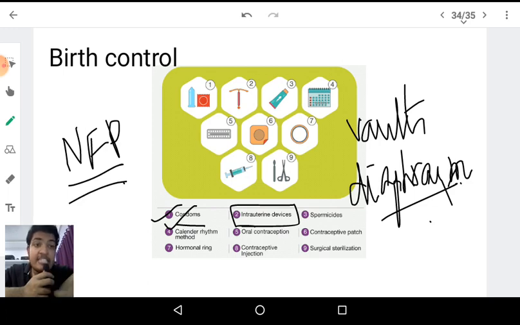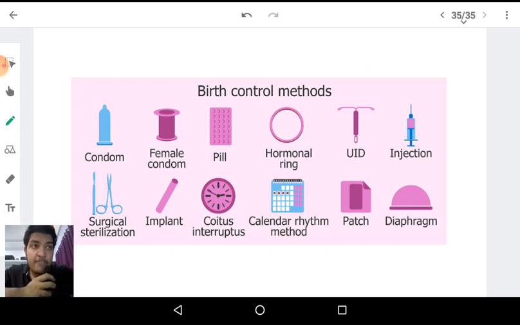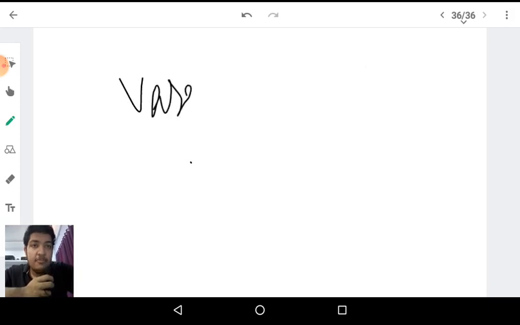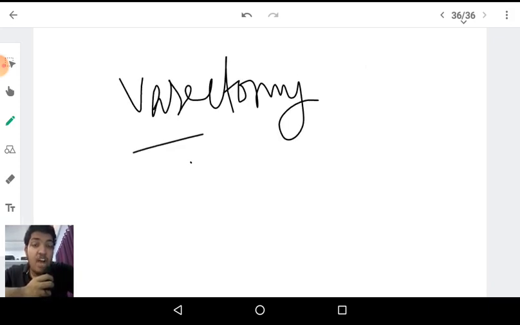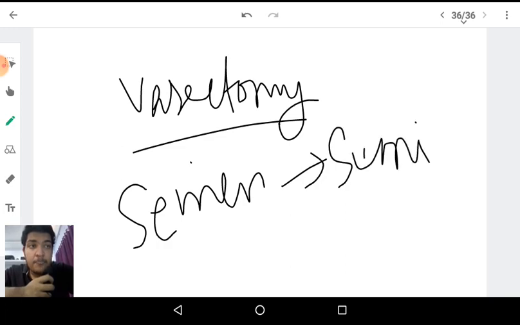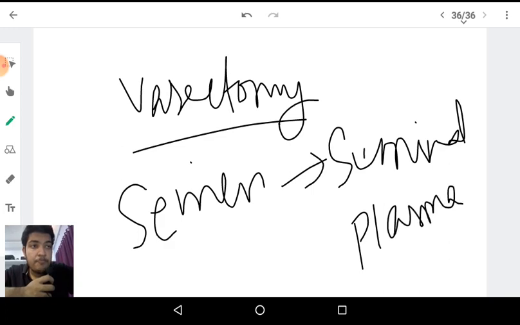Next important one is the surgical sterilization. Surgical sterilization is a permanent method of avoiding pregnancy that is adopted by both males as well as females. Males adopt a method which is known as vasectomy, in which the vas deferens is cut and tied. So the sperm cannot reach into the semen. So the semen that is released will not contain sperm and it will only contain seminal plasma. So there is no chance for fertilization if vasectomy is performed.